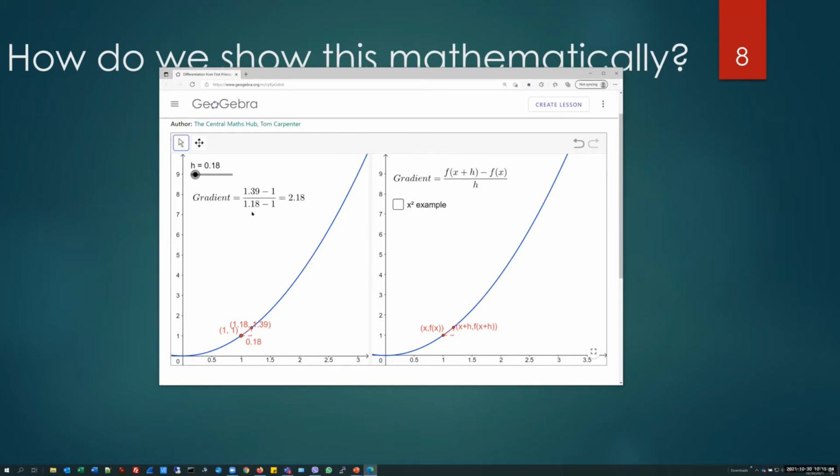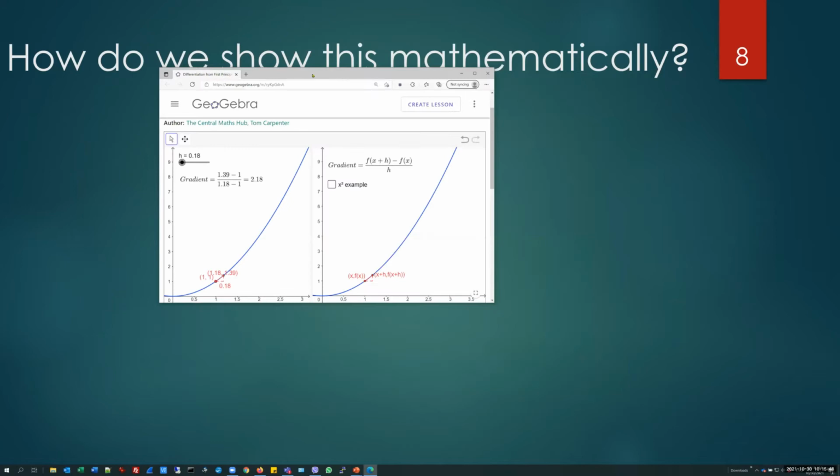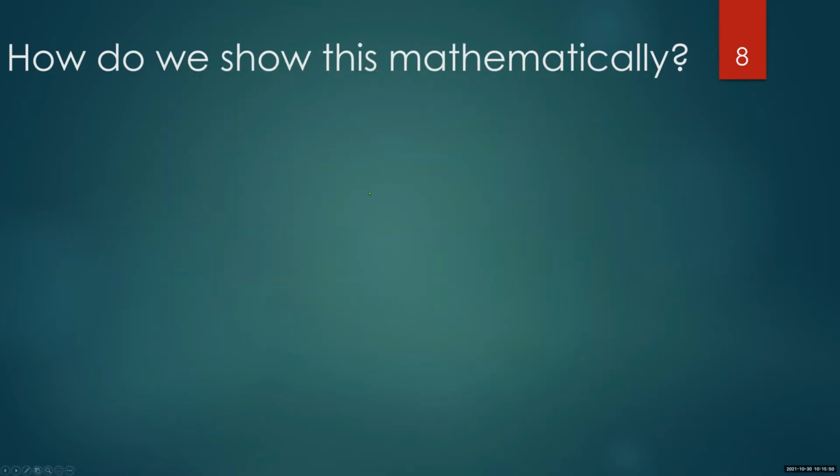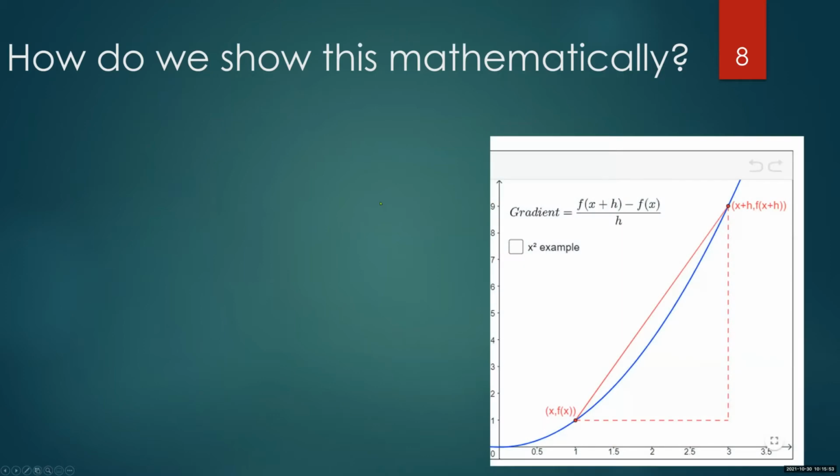And so you may be interested, if you want to look at this yourselves after, this is on a website called GeoGebra. I think you can see the logo there in the top left corner. And I think if you search for Tom Carpenter, who's the author of this, you will find the page with this little applet on it, which you can examine yourself afterwards. Okay, so getting back to the presentation.